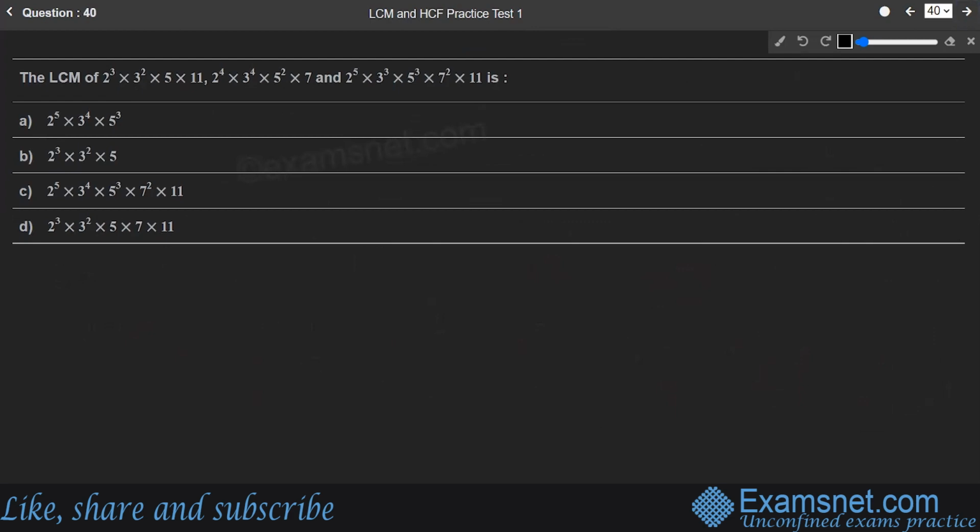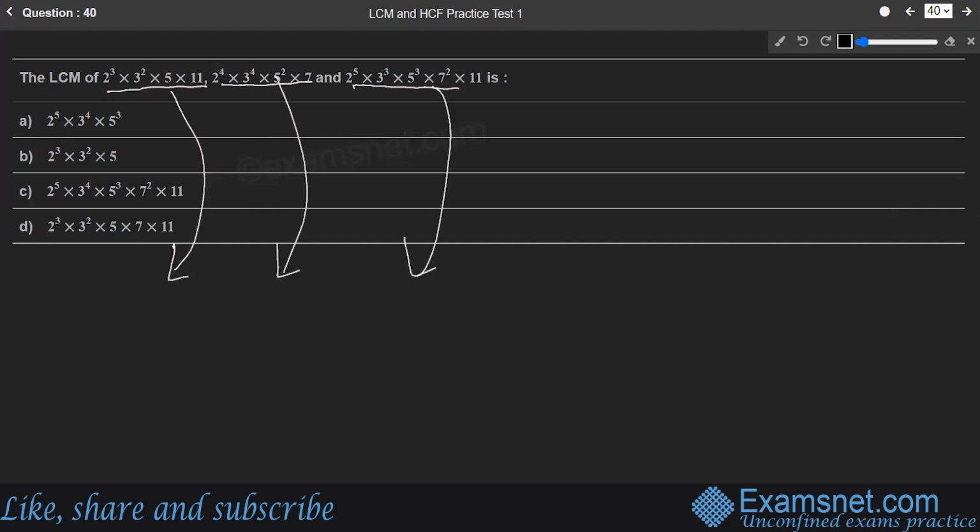Now, the LCM of 2 cube 3 square 5 into 11, and 2 to the power 4 3 to the power 4 5 square into 7, and so on. We have to find the LCM of all these. In such a situation, when the numbers are given like that and not as single numbers, we will have to find each prime factor's highest power. We'll pick out of these three the highest power of each prime factor.